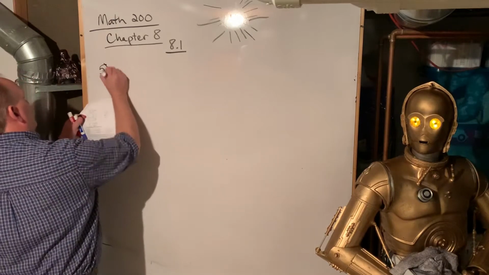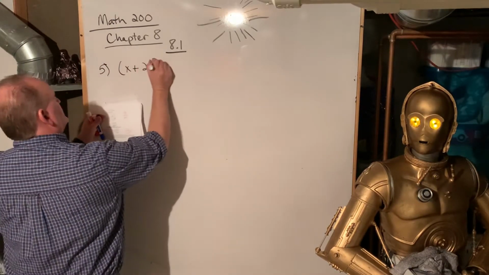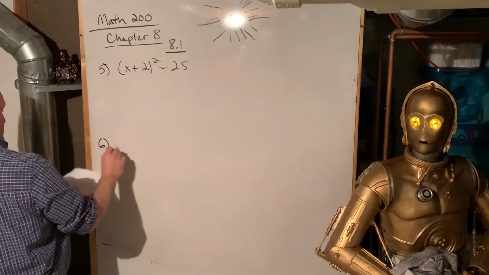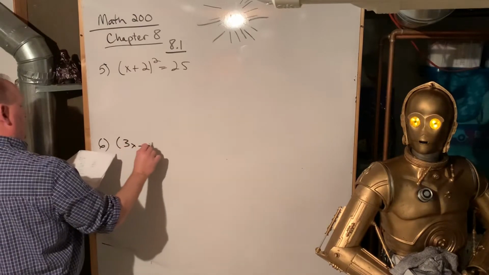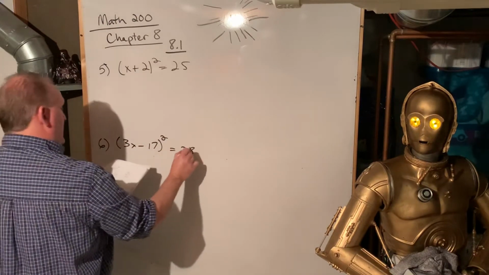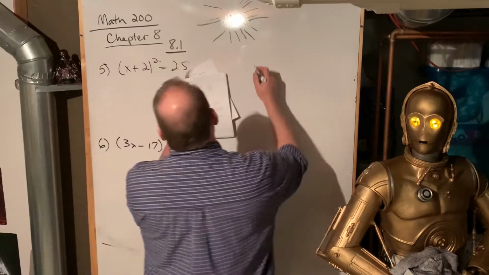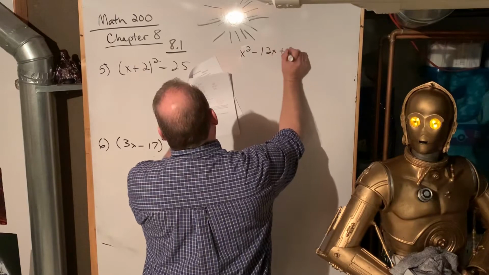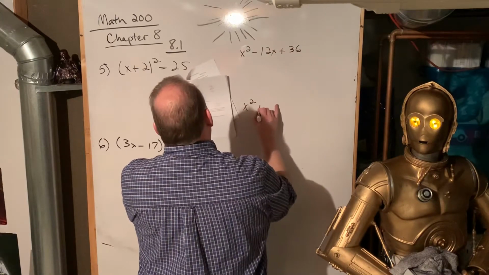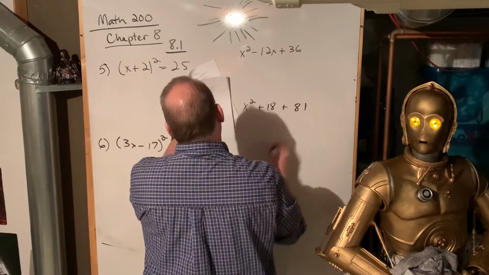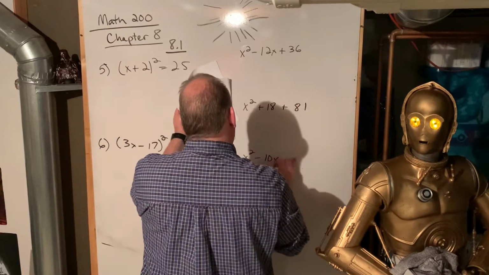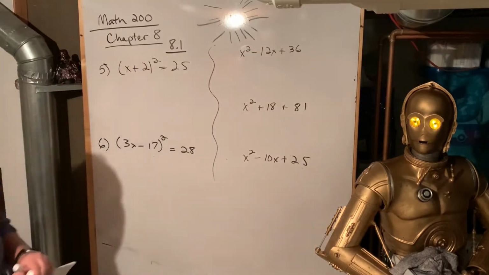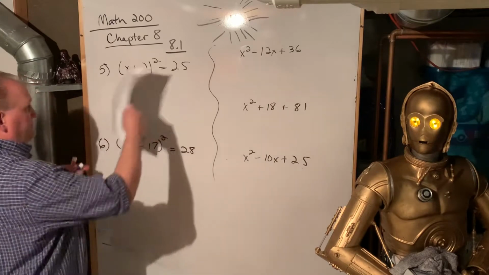So number 5 is x plus 2 quantity squared equals 25. Number 6 is 3x minus 17 quantity squared equals 28. And then they want us to factor these perfect squares. So we're going to do a lightning round of factoring there. All right, so let's do this.